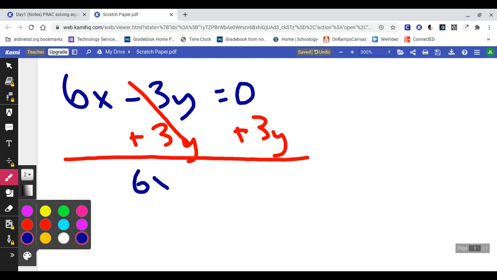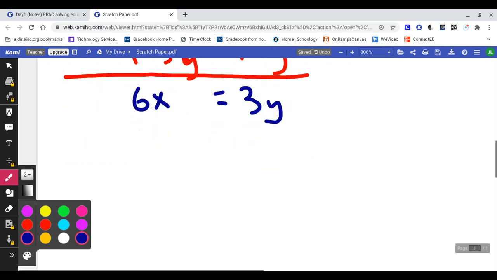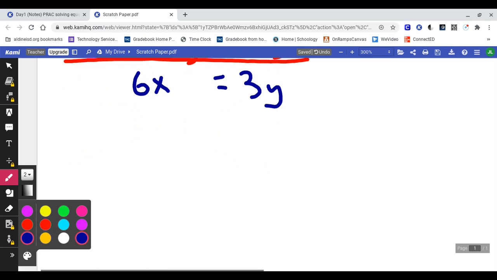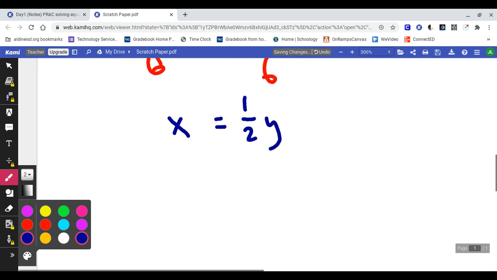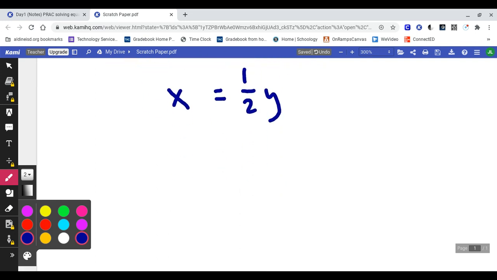So the 6x will just carry down. And then 0 plus 3y is just 3y. And so from here, I will just decide whether I want x or y alone, and it doesn't matter. So I will just divide the 6 on both sides. And so I know 3 over 6 reduces to a half. So I have x equals 1/2 y, which unfortunately doesn't simplify any further, but that's not going to end up being a problem.